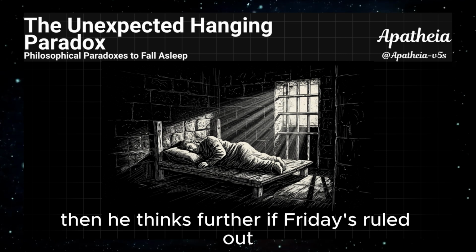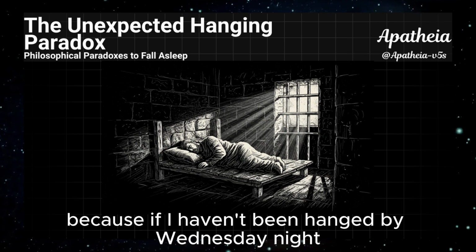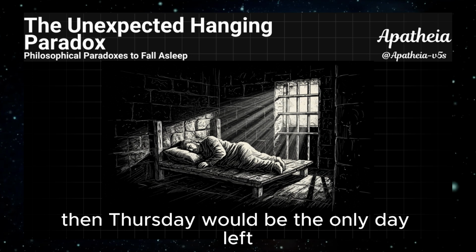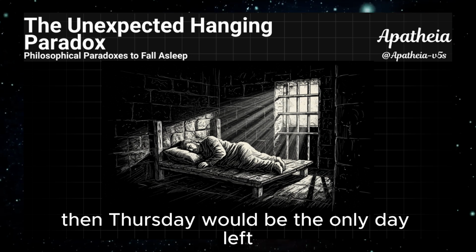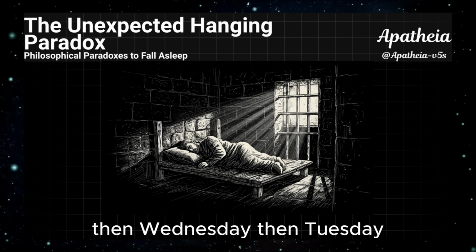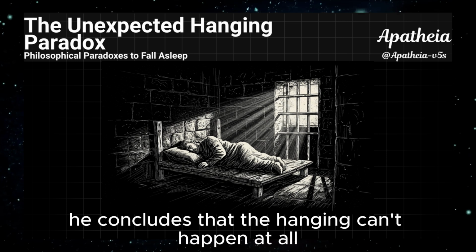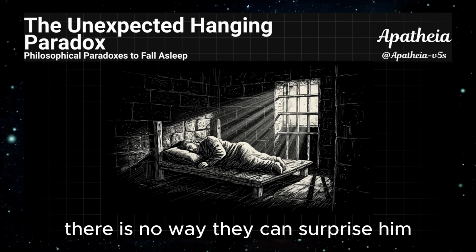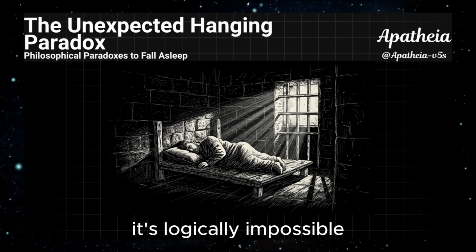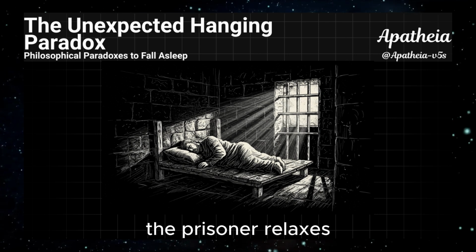Then he thinks further. If Friday's ruled out, then Thursday is too. Because if I haven't been hanged by Wednesday night, then Thursday would be the only day left. Again, not a surprise. So he eliminates Thursday, then Wednesday, then Tuesday. Eventually, he concludes that the hanging can't happen at all. There is no way they can surprise him. It's logically impossible. Feeling confident in his deduction, the prisoner relaxes.